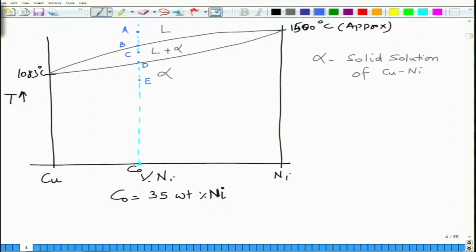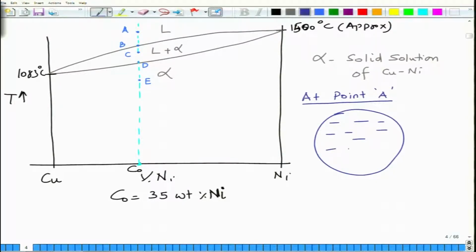So we will first look at what the microstructure is at point A. At point A you will have 100% liquid. You can draw the microstructure. If you look at the system of this composition, then you have 100% liquid of composition C equal to C naught. Now let's look at point B.